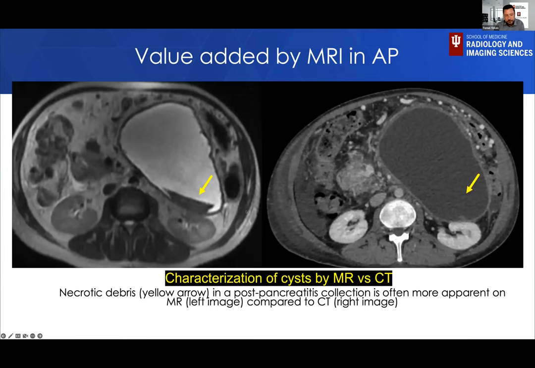Another benefit of doing MRI in case of acute pancreatitis is to see the internal content of the cyst. Is it hemorrhagic like I have shown before, or is it non-hemorrhagic? This is a T2-weighted image with significant debris seen within the fluid collection, which is not really clearly visualized by CT, which uses density to make images.